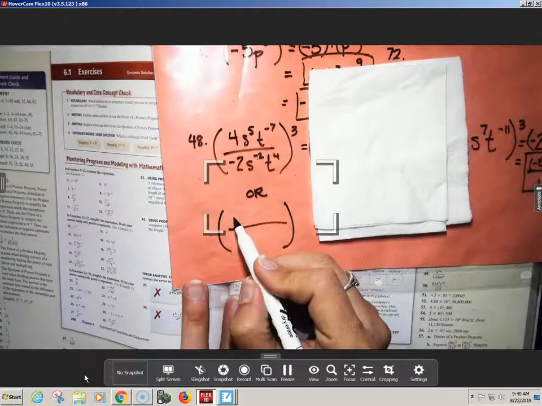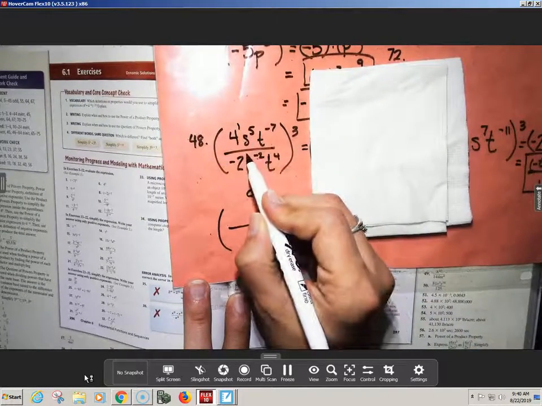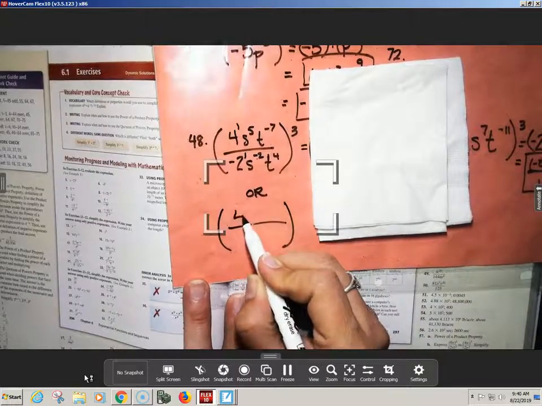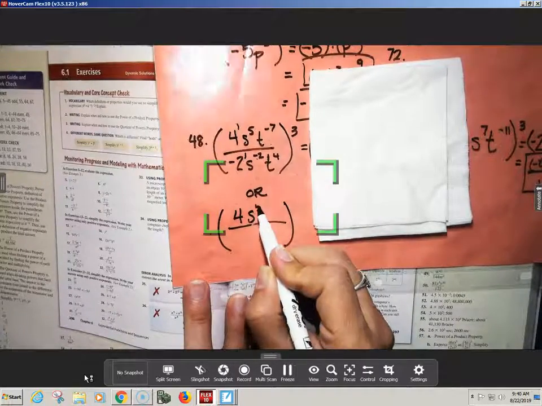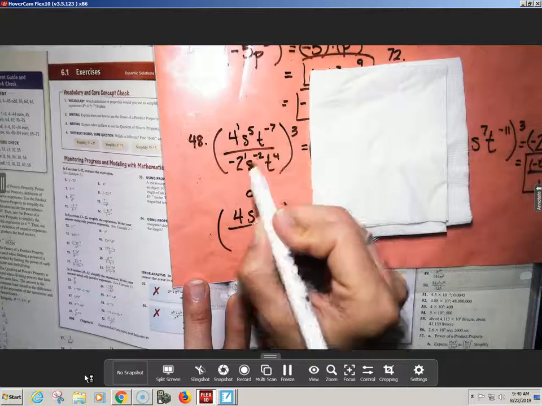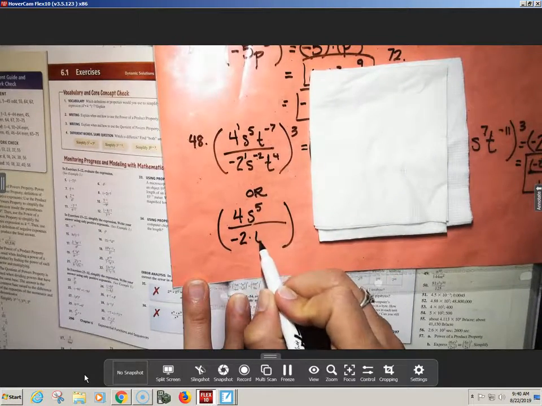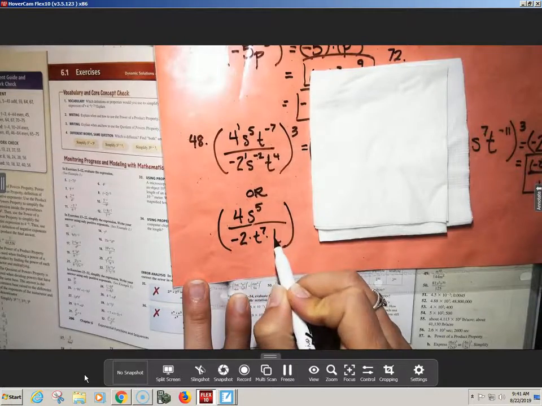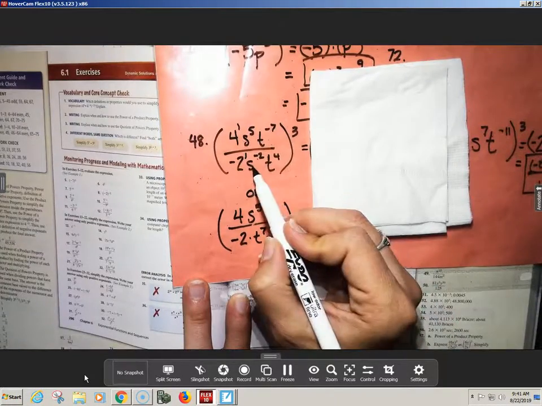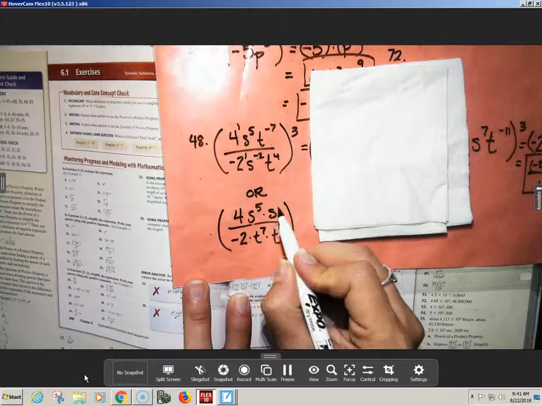So what if I rewrote this saying, okay, 4 is to the 1, so he stays, negative 2 is to the 1. S to the 5 was fine, but T to the negative 7 had to come down. T to the 4 got to stay, and S to the negative 2 had to come up.